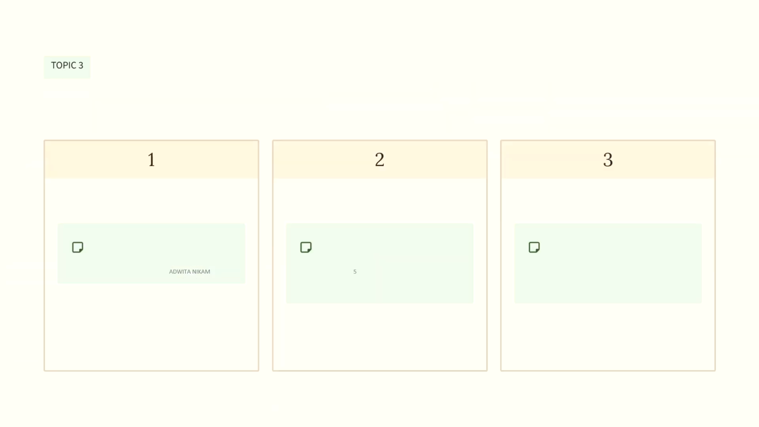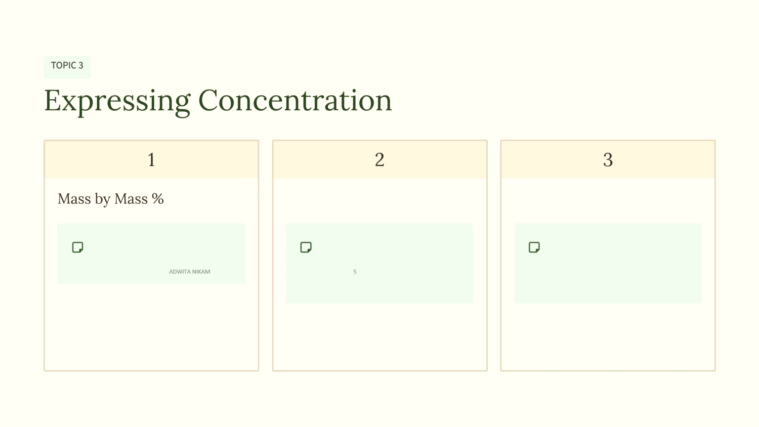Now, here's the part that many students memorize without understanding: the formulas. But trust me, once you know the logic, they are super easy. Scientists don't just say a solution is concentrated. They like to express concentration mathematically. And for your exam, there are three important methods. First one is mass by mass percentage. Second, mass by volume percentage. And last, volume by volume percentage.